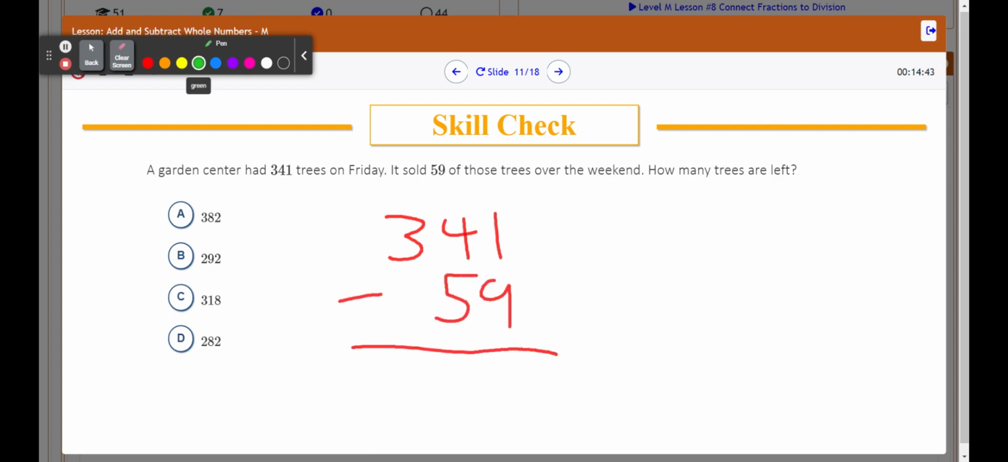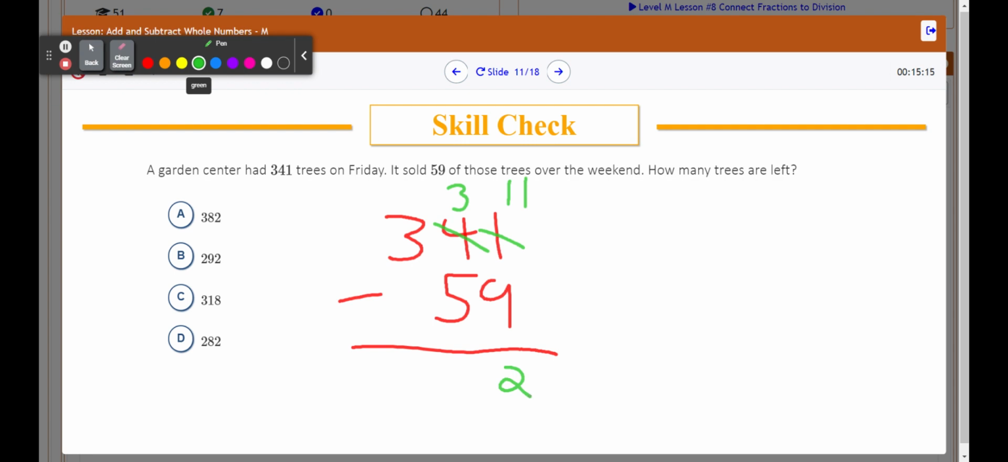So I start in my column on the right, 1 minus 9. Well, 9's bigger than 1, so I can't subtract it. So what am I going to have to do? I'm going to go off to the left. I'm going to go to that 4, and I'm going to borrow 10 from that 4. Since I borrowed from the 4 it now becomes a 3. Now, since I borrowed 10, I go back and I give that 10 to my 1. So 10 plus 1 gives me 11. Now I can subtract. 11 minus 9 gives me 2.